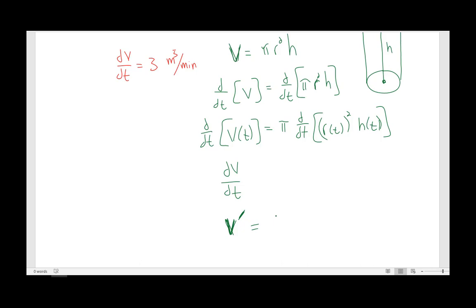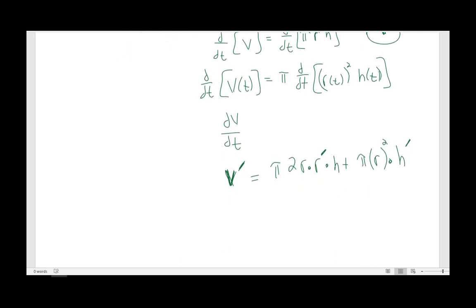Now I have a constant here, and I'm going to have to do a product rule here. So I have r of t squared times h of t, and I'm going to do derivative of the first. When I differentiate r of t squared, I'm going to bring the power down and then multiply by the derivative of the inside. So again, bring the power down, take one away. So I have 2 times r to the first power, and then times the derivative of the inside, which is r prime. So there's derivative of the first times the second, plus first times derivative of the second. And the derivative of h with respect to t is dh/dt, and there's my h prime.